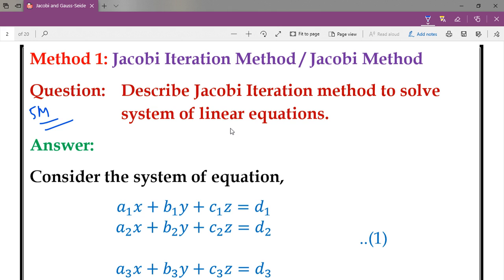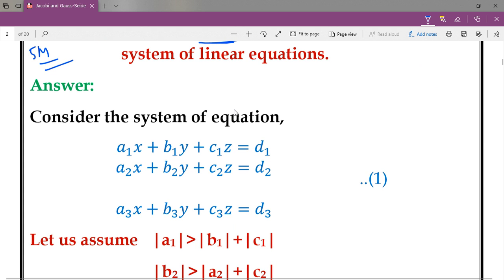Now let us see what the Jacobi iteration method is. It is an iteration method given by the famous scientist Jacobi. You have also heard of the Jacobian matrix in the first or second semester. This is that Jacobi, who gave an iteration method to solve a system of linear equations. So now let us see what that method is.